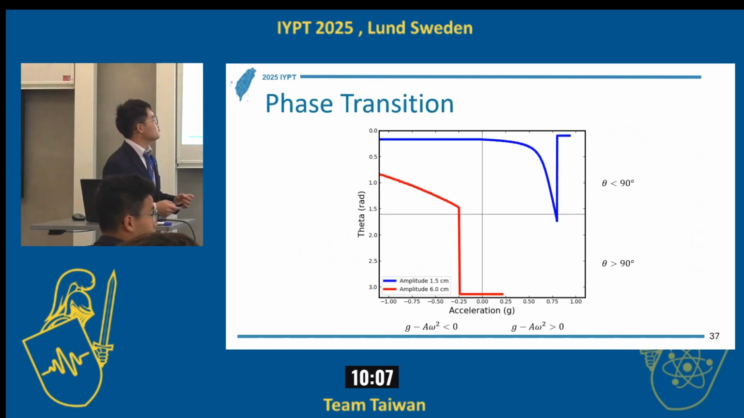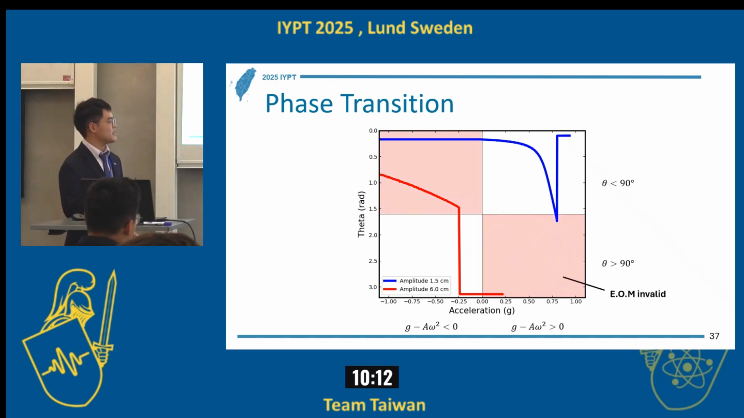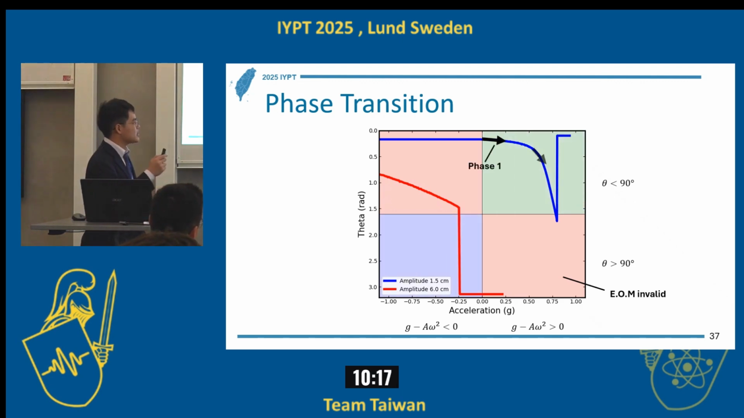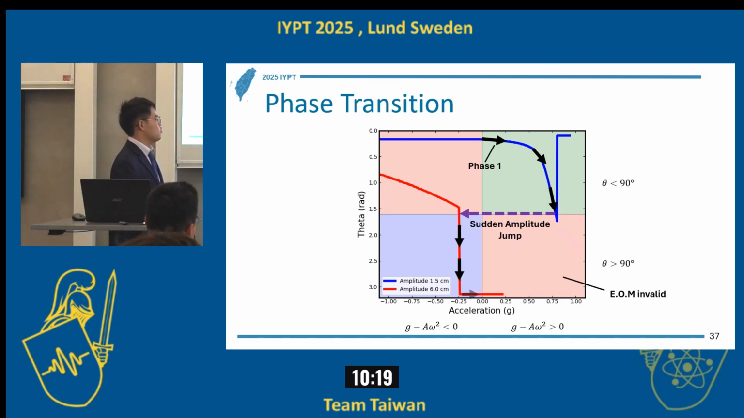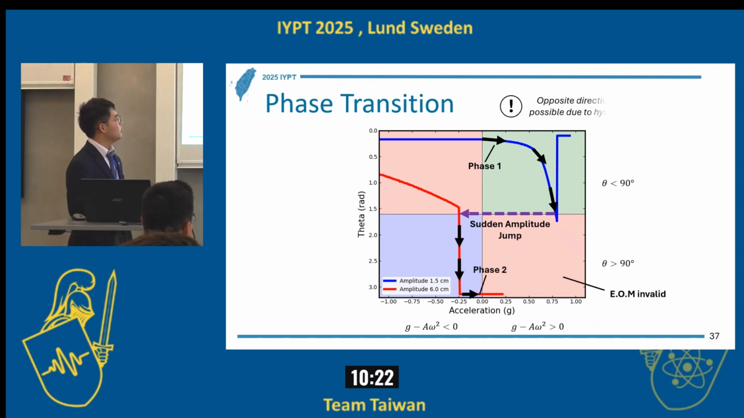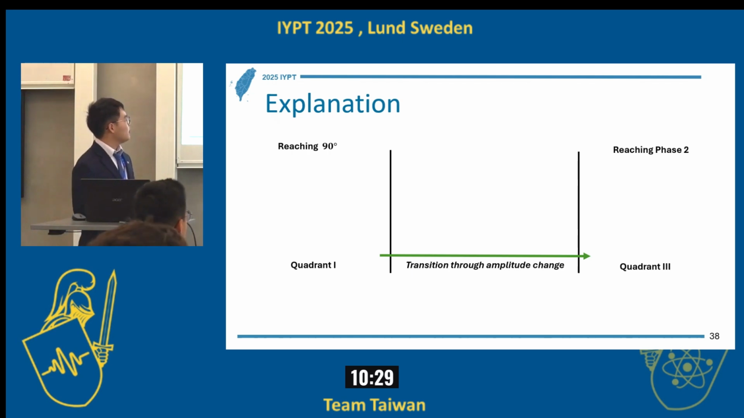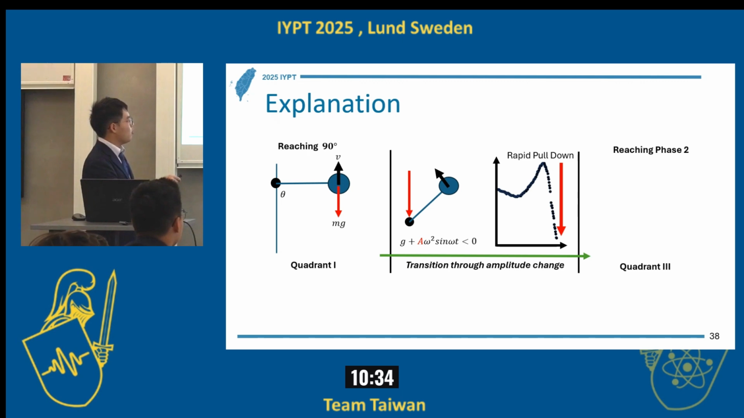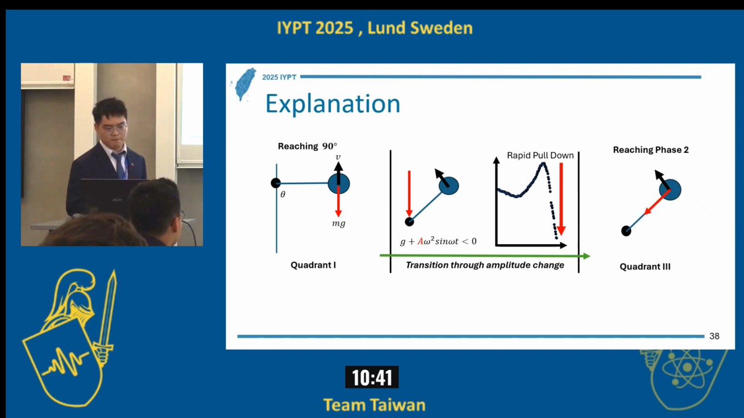We can then plot the phase transitions of the system under different amplitudes. This is the region where our EOM is invalid. And this is the region where we can move from phase 1 and after a sudden amplitude jump, go to phase 2. Well, the opposite direction is not possible due to hysteresis. So for the explanation, at quadrant 1, when the ball is reaching 90 degrees, through a sudden pull, this amplitude will reach a negative value, thus making the string turn again. So it will safely reach quadrant 3, getting a double collision.